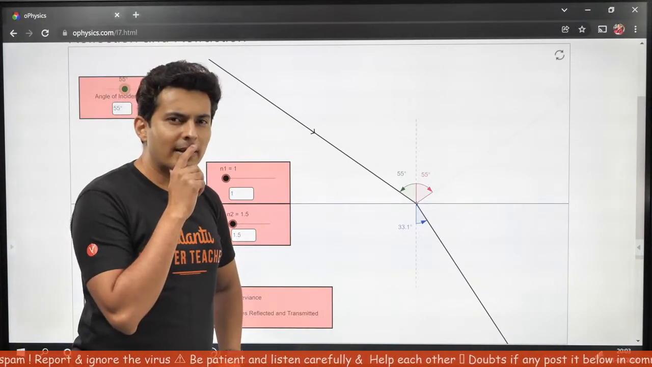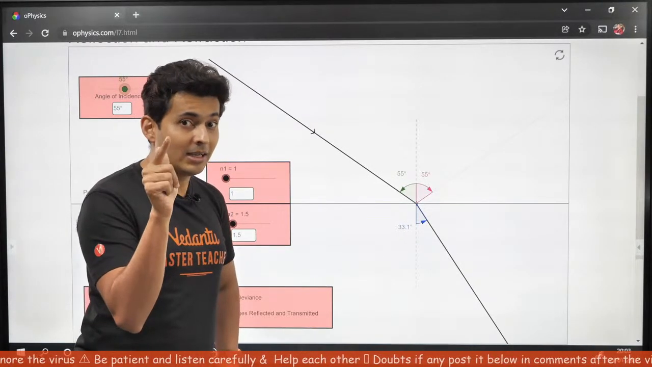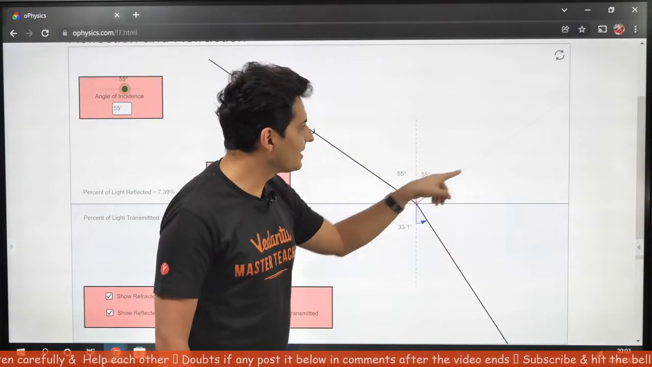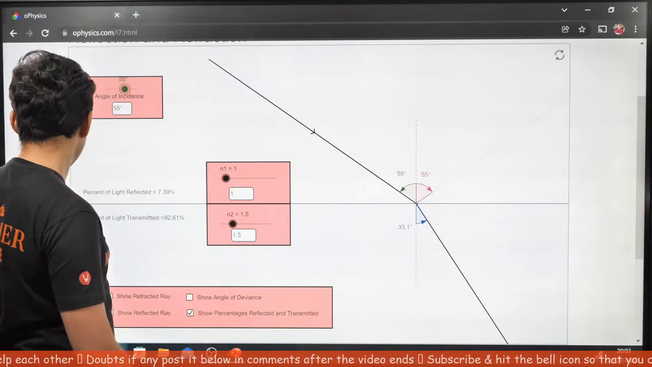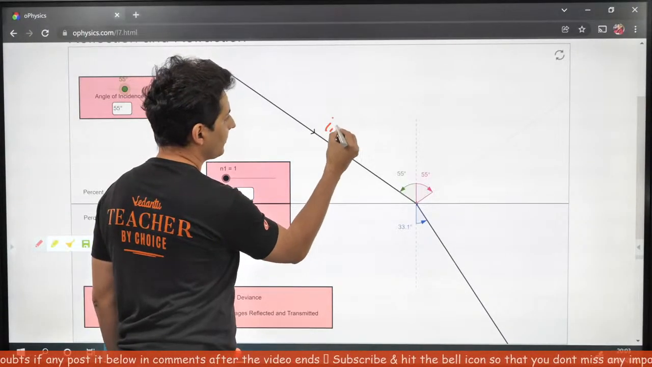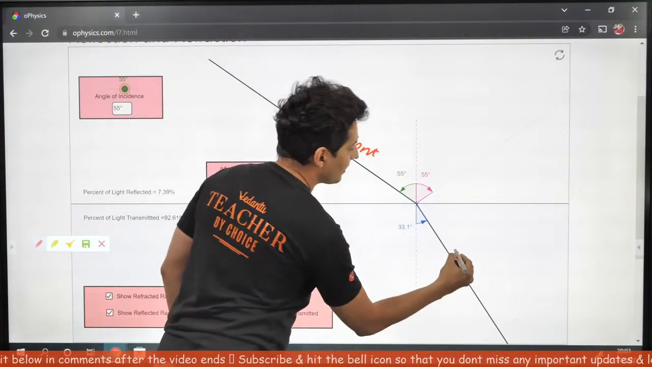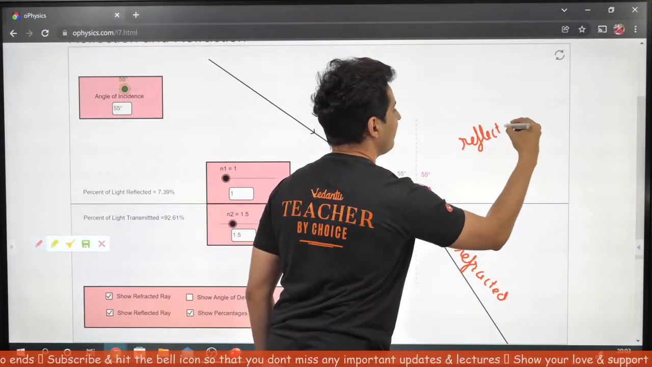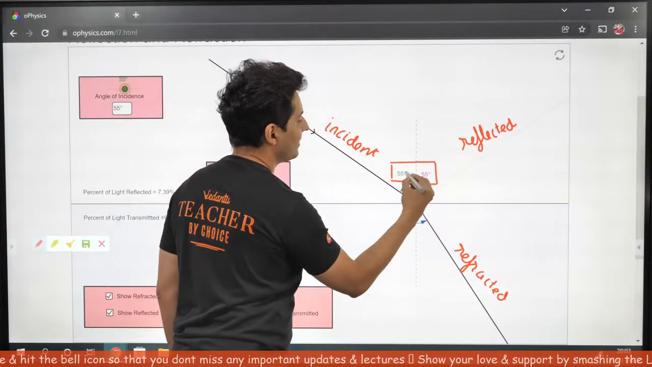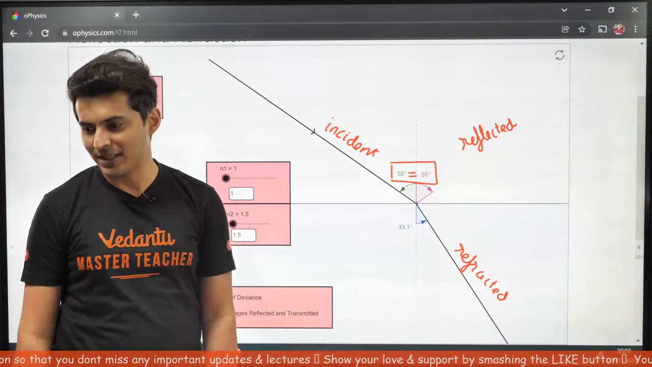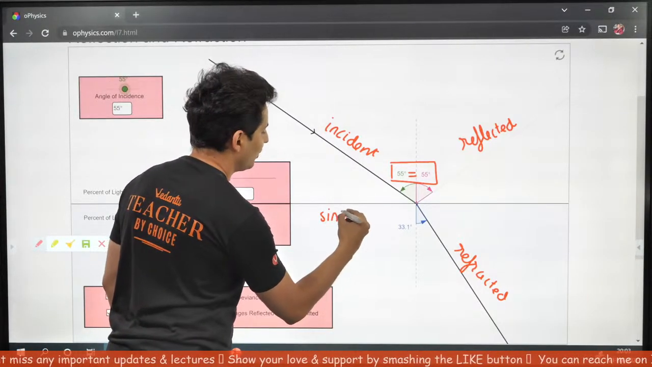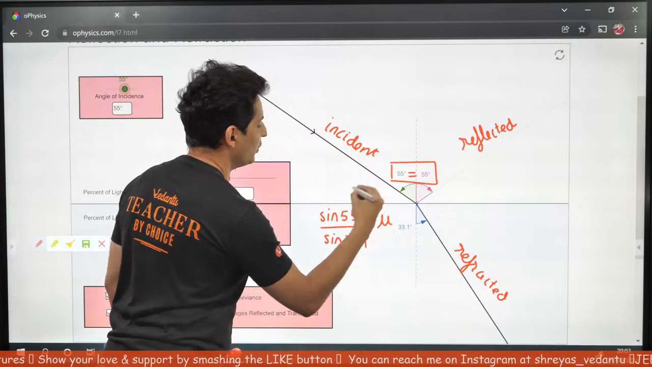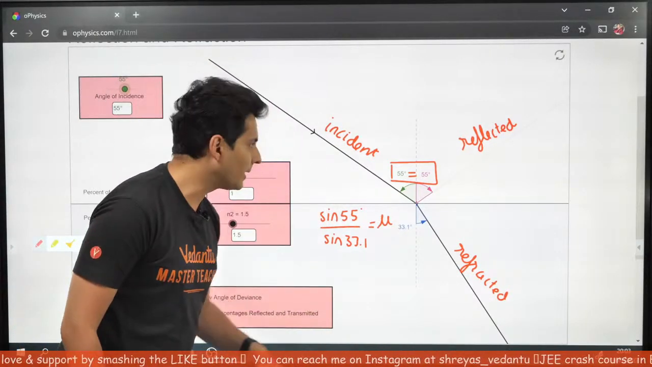You might be wondering, sir, wait a minute. I can see one more line. Faint, but it is there. 55 degree. What is this? You can see this is incident. This is refracted, but you can see this also. What is that? If this is your incident ray, and this is your refracted ray, can you see that? This is your reflected ray. And always the angle of incidence will be equal to the angle of reflection. And always the sine of incident 55 divided by sine of 33.1 will be your mu. Okay, I hope that is something which you are able to see.